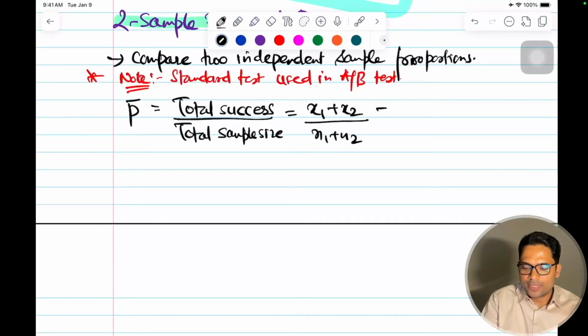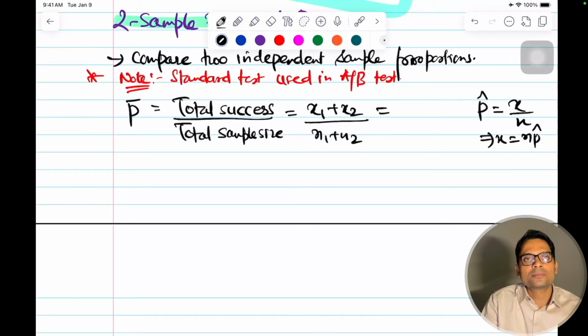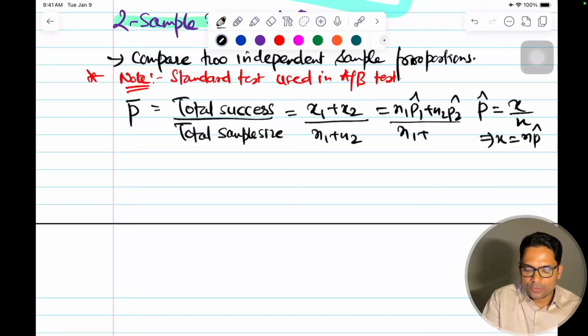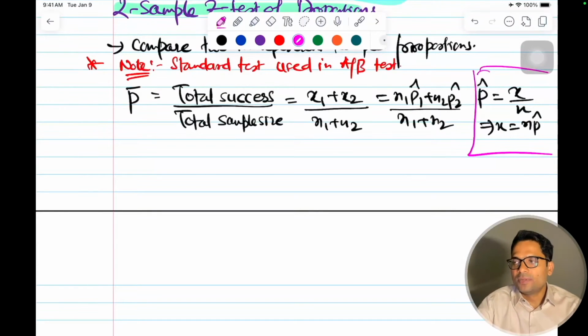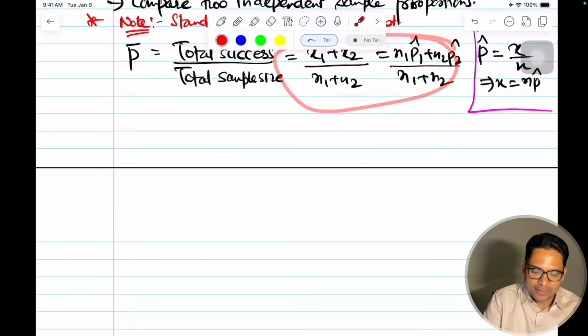Right? It can also be written as, because my p hat is equal to x by n, this implies x can be written as n into p hat. If I replace this x by n p hat, this will be n1 p1 hat plus n2 p2 hat by n1 plus n2. So in case we have to define it in terms of p1 and p2, if these proportions are known. Okay, same thing.